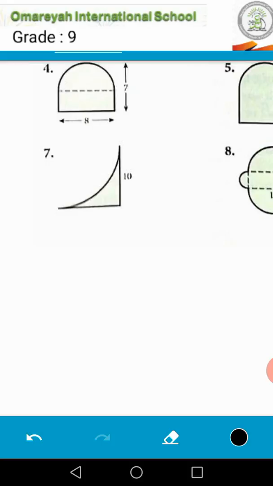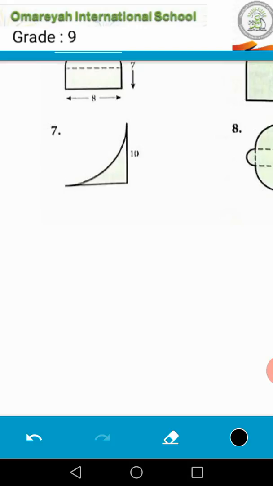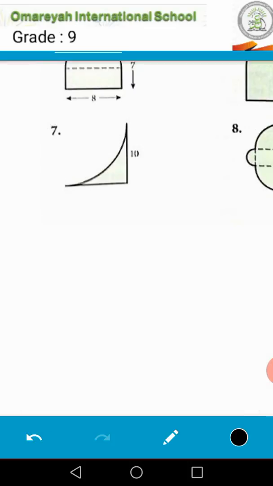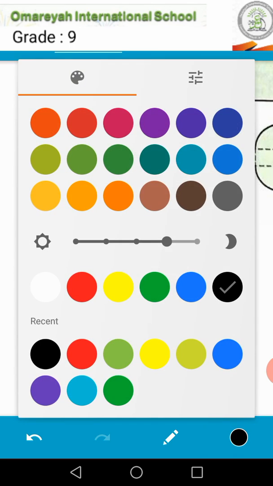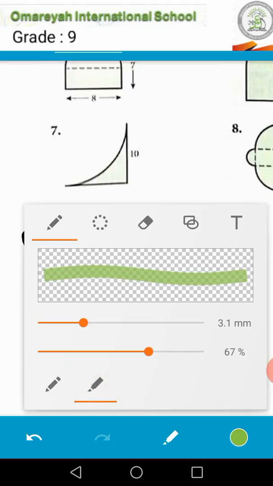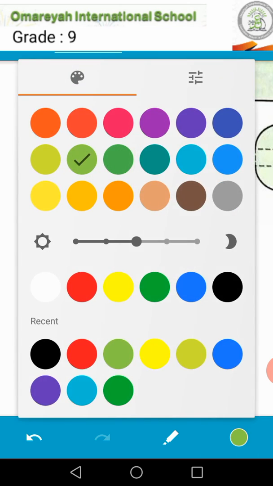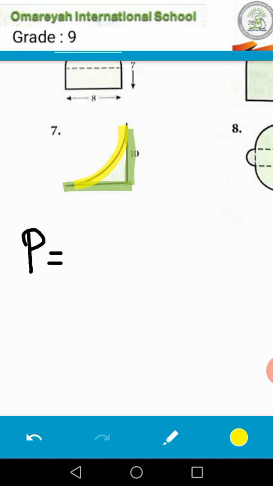Okay. Last time, teacher, I did question number 7 and I found the area of this shape. So I'm going now again to find the perimeter. To find the perimeter of number 7, as we said, teacher, the perimeter is the sum of the outlines. So we need to find this length, this side, plus this side, plus the length of this arc.